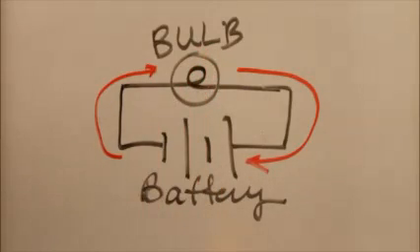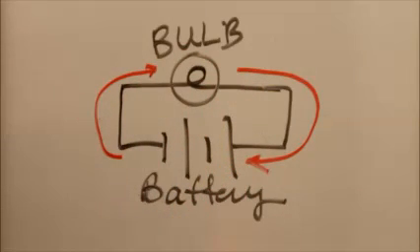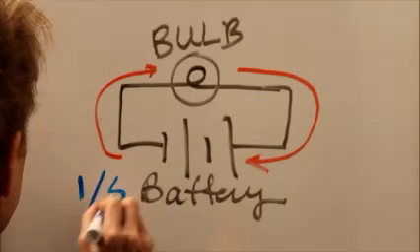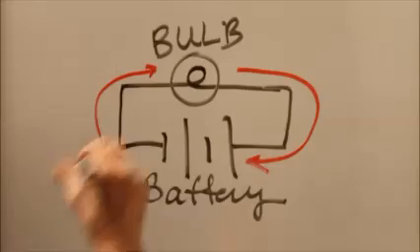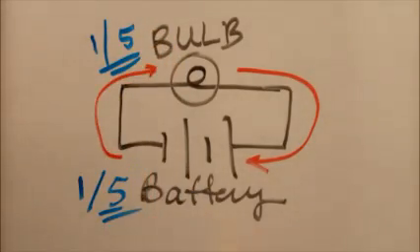The bulb's resistance remains constant, so the current that goes through this bulb is going to vary in direct proportion to the battery voltage. If we double the voltage, we double the current. If we cut the battery voltage in half, we cut the current in half. If we cut the battery voltage to 1/5 of what it was, then we cut the current to 1/5 as well. So we reduce the current by a factor of 5.